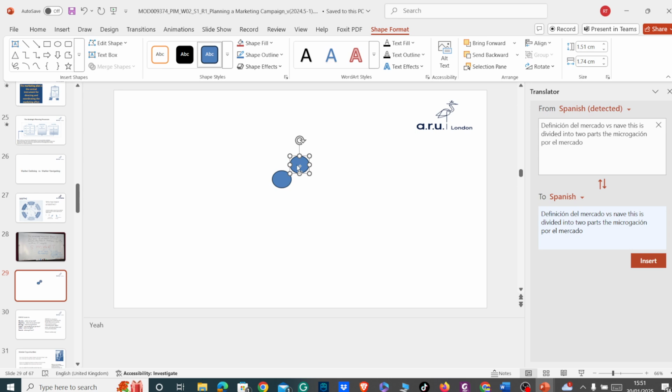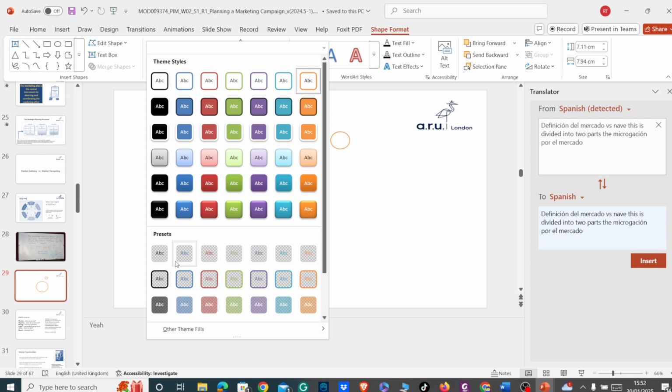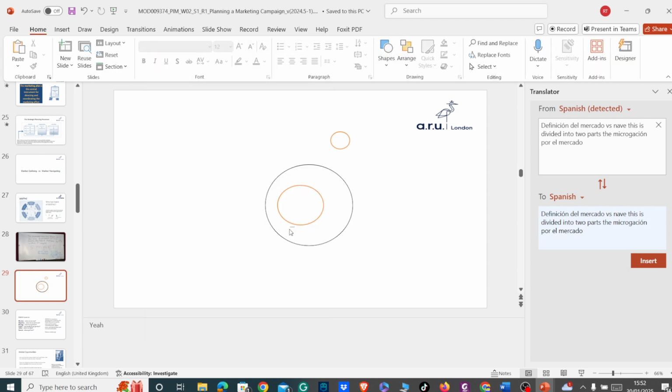The micro environment is what we refer to as the industry. So if somebody says things are a little bit difficult in the industry, that's the micro environment. And then the macro environment is the wider external uncontrollable factors.